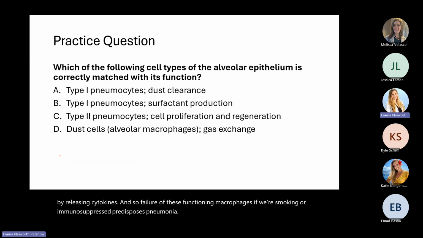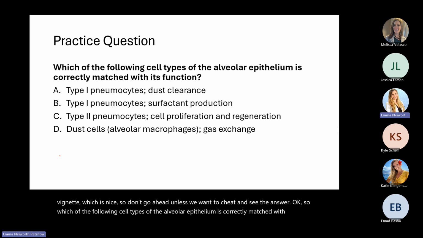Great, we're going to get to our first practice question. This is a small one. I don't have a big vignette, which is nice. So don't go ahead unless you want to cheat and see the answer. Okay, so which of the following cell types of the alveolar epithelium is correctly matched with its function?